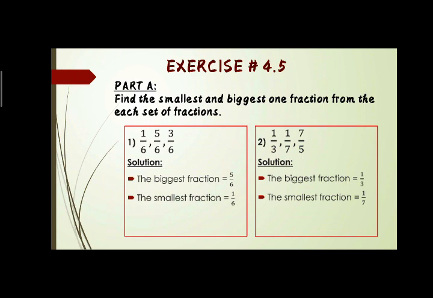Yes, on the basis of the denominator, we say it is a like fraction. The question says identify the smallest one and the biggest one. On the basis of the shaded part, the numerator is showing the shaded part. 1 upon 6 is showing the less shaded part. So we say 1 upon 6 is the smallest fraction.